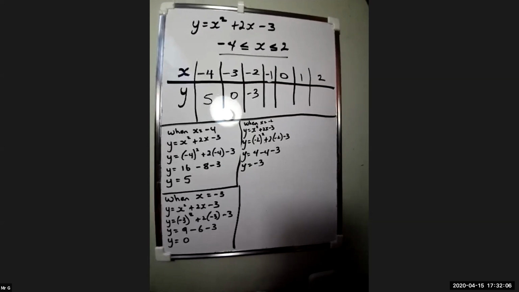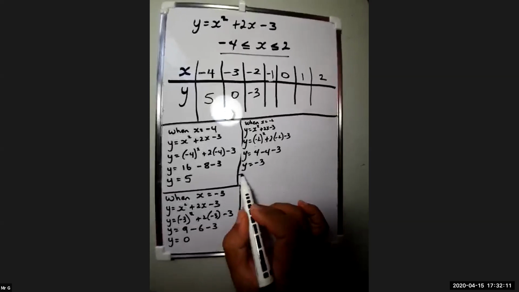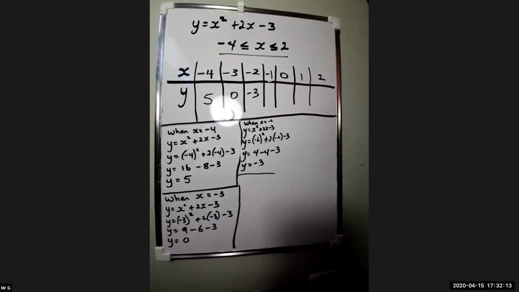Okay, so let's continue then. So when x is negative 1, Marie, what did you get for y? 2. Everybody else got that? No. What did you get, Sanjay? Negative 4. Okay, let's see then.